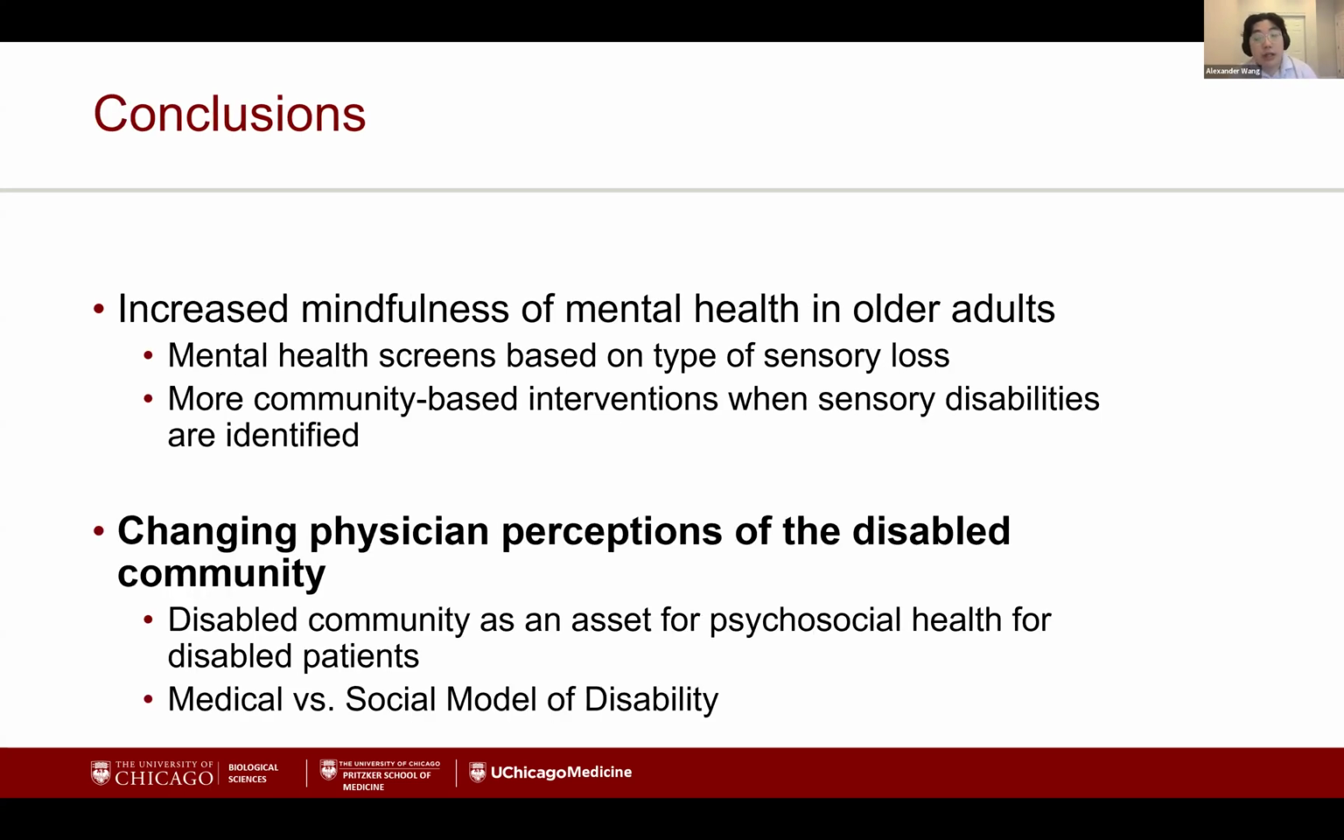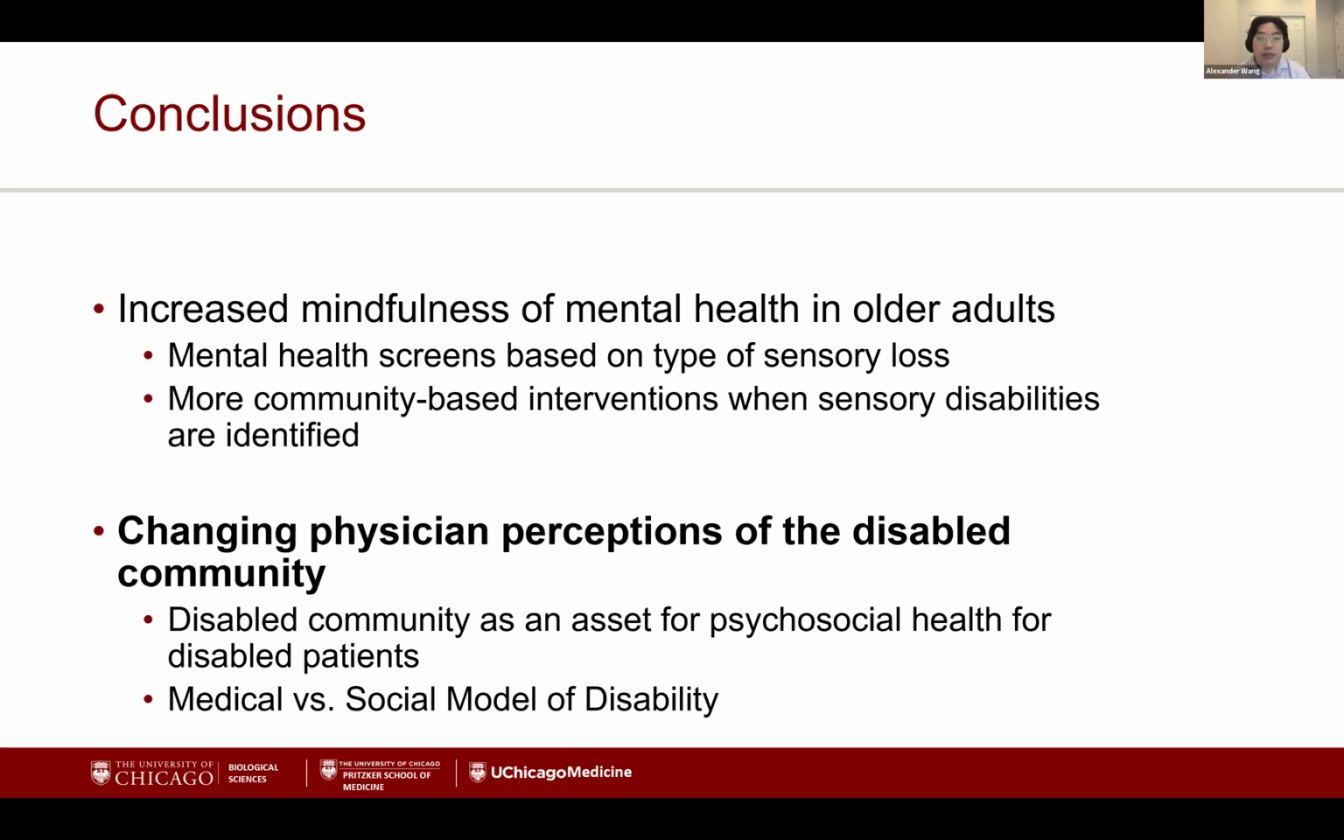And so the conclusions, I think, from this study is there needs to be an increased mindfulness of mental health in older adults. I think mental health screens can be supplemented based on what type of sensory loss, what type of sensory disability older adults are experiencing, right? And I think as a field, there should be more community-based interventions when sensory disabilities are identified, right? This idea of community as a protective factor.